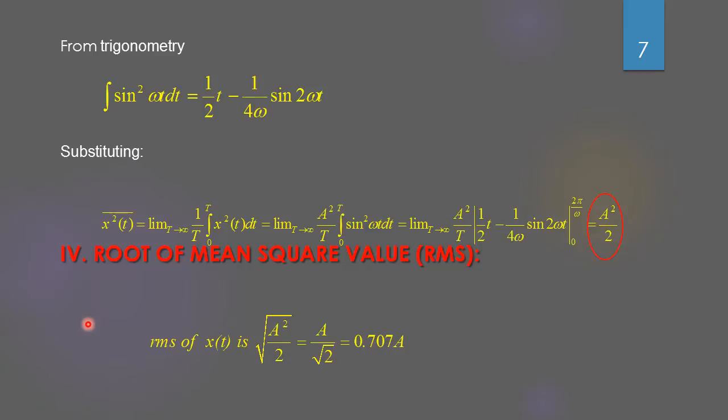The other terminology is the root of mean square value, which is simply the root of the mean square value. So take this final answer and take the square root of it. This root is going to go with the square here, and this 2 is going to be square root of 2, as you see here.